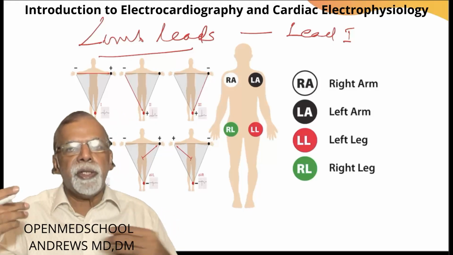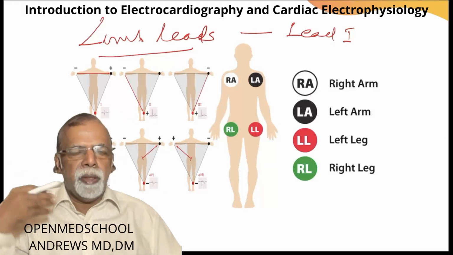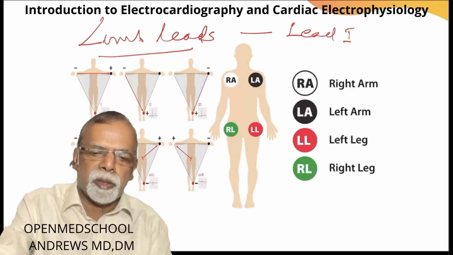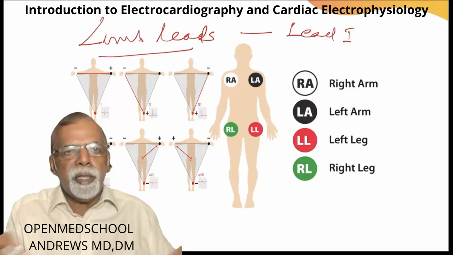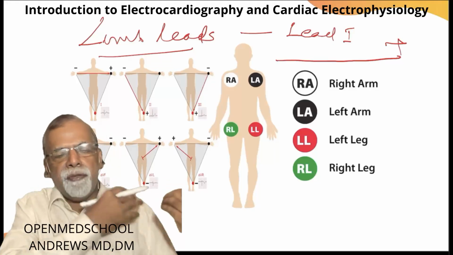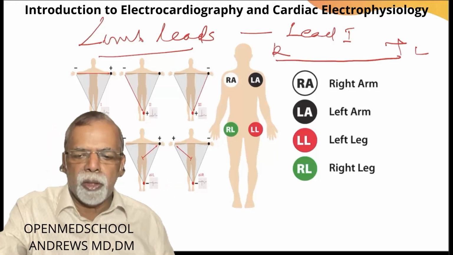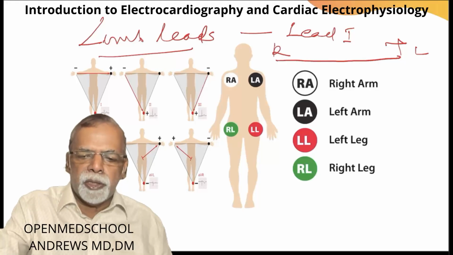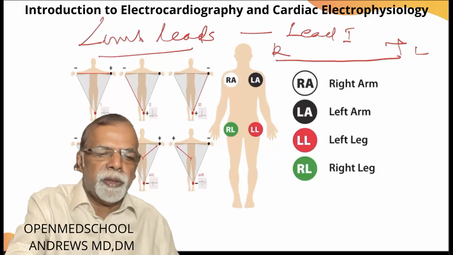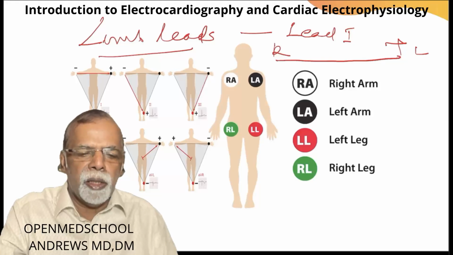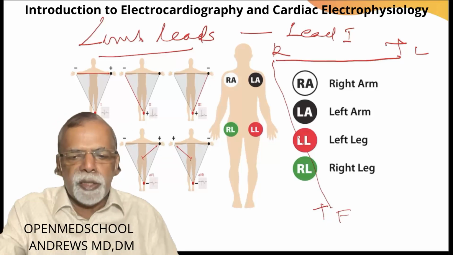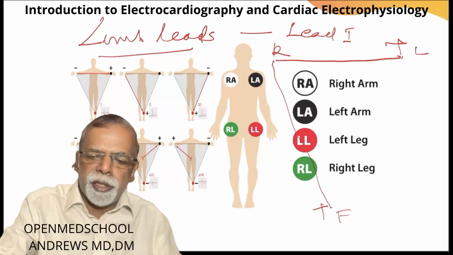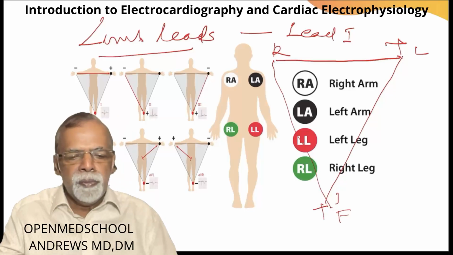Lead 2 is the potential difference between the right arm and the left foot. So it is represented like this. Positive is here. Lead 3 is the potential difference between the left arm and left foot. You draw like this. Again, positive is here. So that is what is shown here: lead 1, lead 2, lead 3. Hope it is clear to you. And this triangle that you have produced is called the Einthoven's triangle.